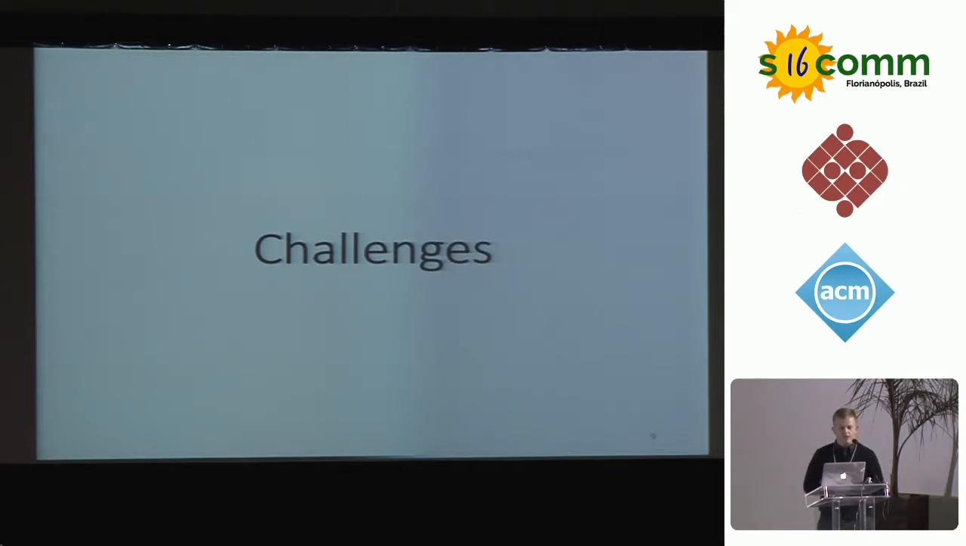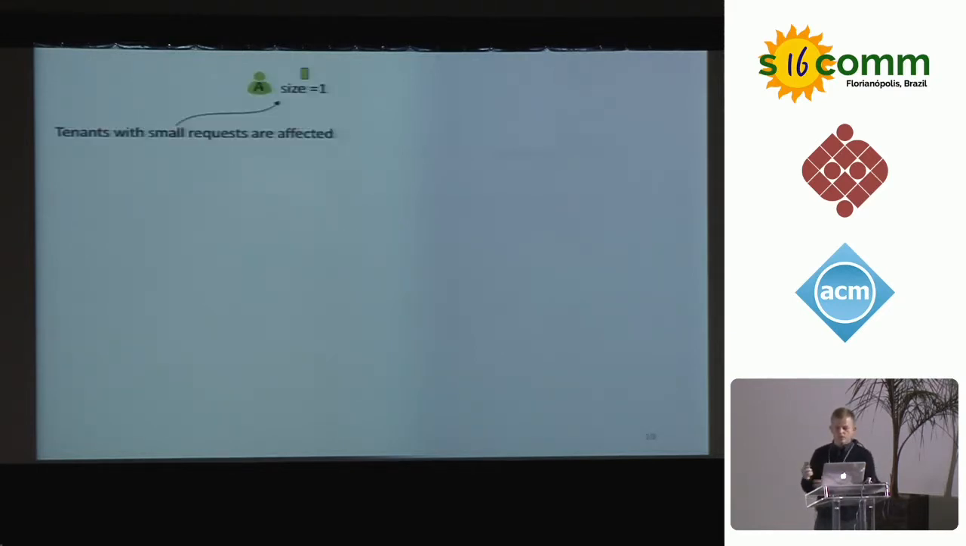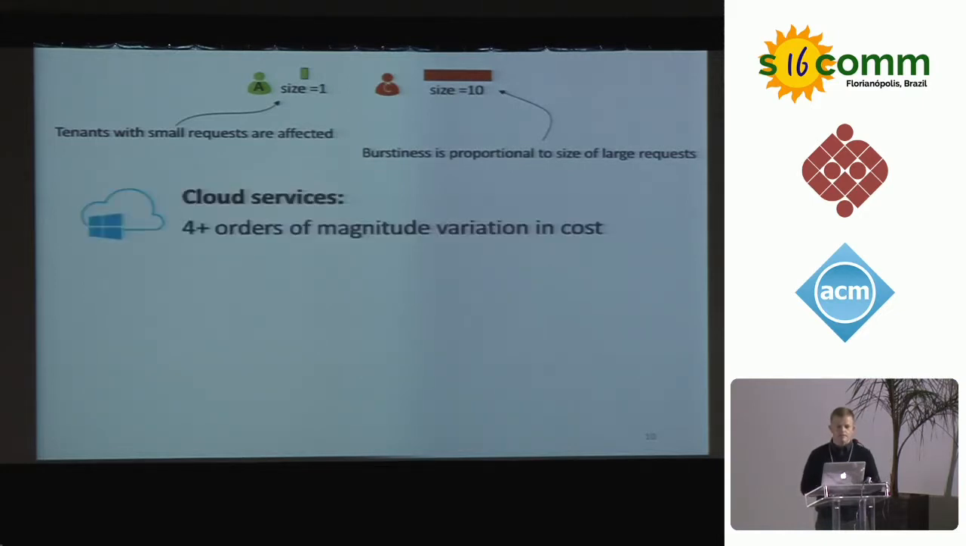However, there are 2 challenges to scheduling in shared services that we need to overcome in order to produce those smooth schedules like the one that I showed. As we saw, tenants with small requests are the ones affected by bursty schedules, and the amount of burstiness is proportional to the size of the large requests of other tenants. In cloud services, the duration of a request can vary by more than 4 orders of magnitude.